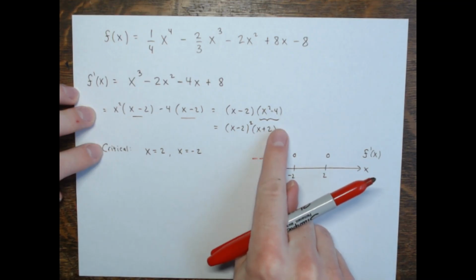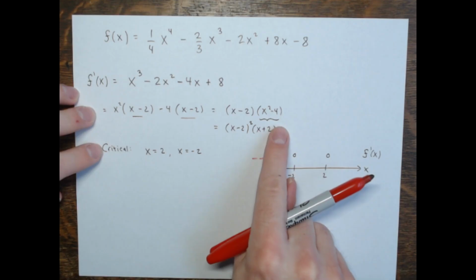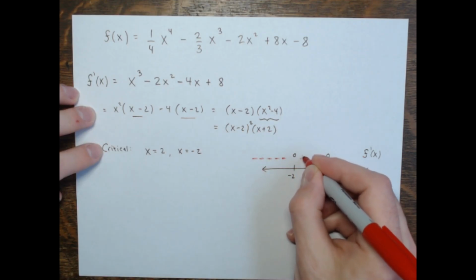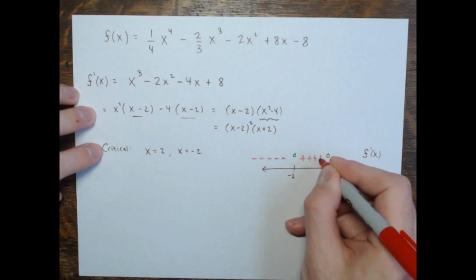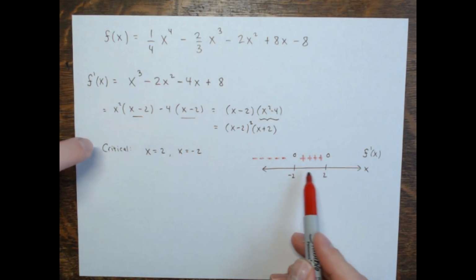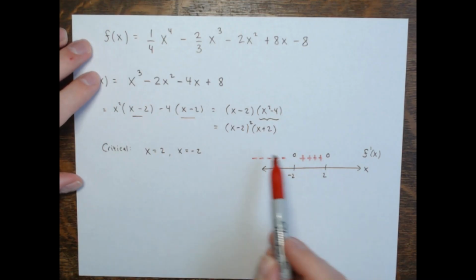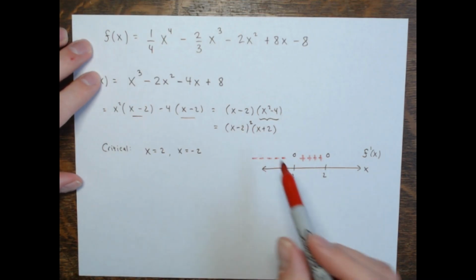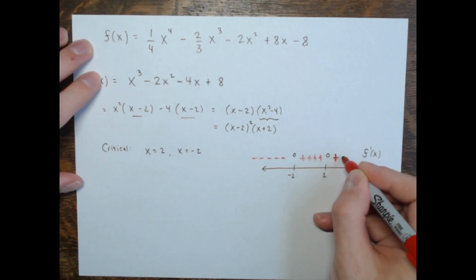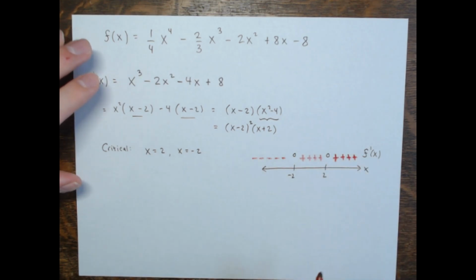Now negative 2 has a multiplicity of 1, right? This is x plus 2 to the first. So it's going to switch signs on me. I'll go to positive values between negative 2 and positive 2. But then positive 2 has an even multiplicity, so it doesn't switch signs around that one. It's going to stay positive to the right of 2.